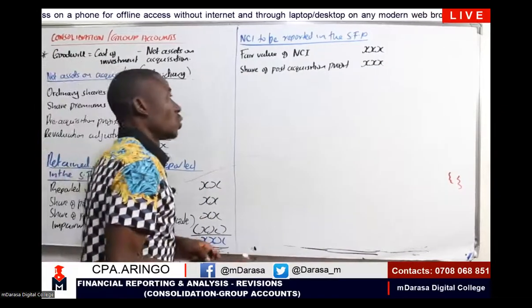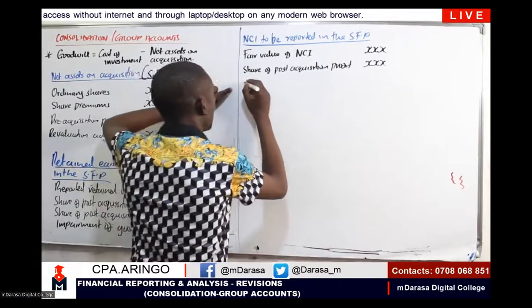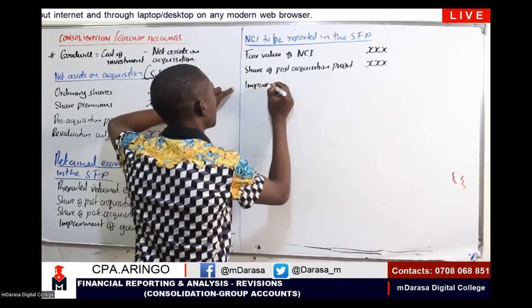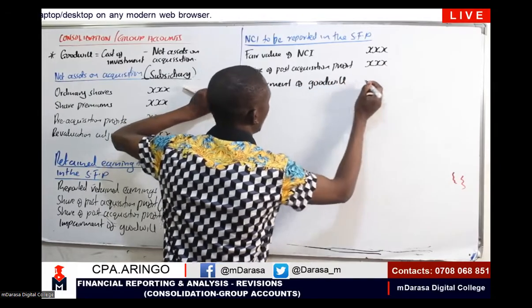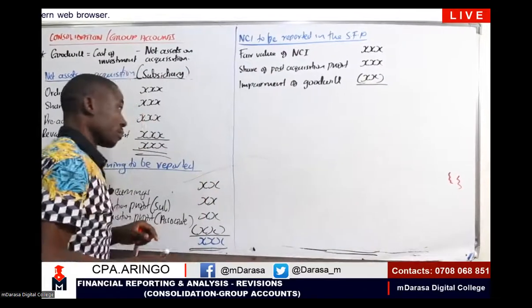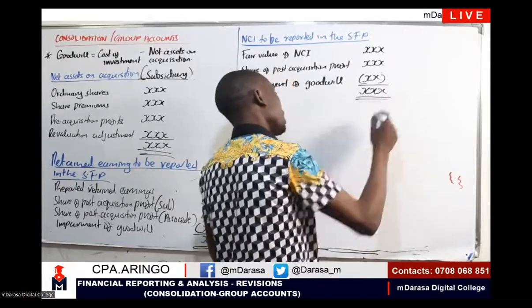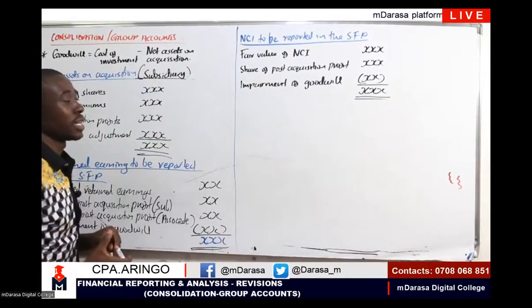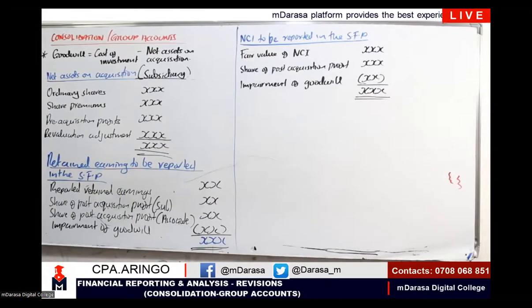Then, of course, you can also talk about another element, which is, if I'm having impairment of goodwill, the share of impairment of goodwill on NCI. That one you have to deduct. So at the end of the day, as simple as that, my good students, without using any cost of control, that should give us our NCI to be reported in our statement of financial position. These are simple tricks that if you're having them, even your workings will always be very, very easy to handle.